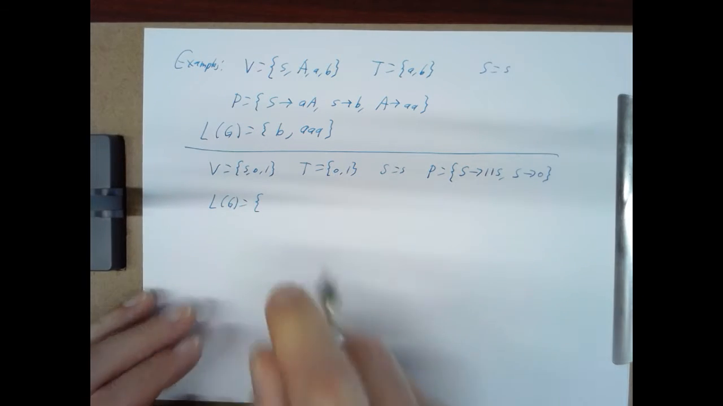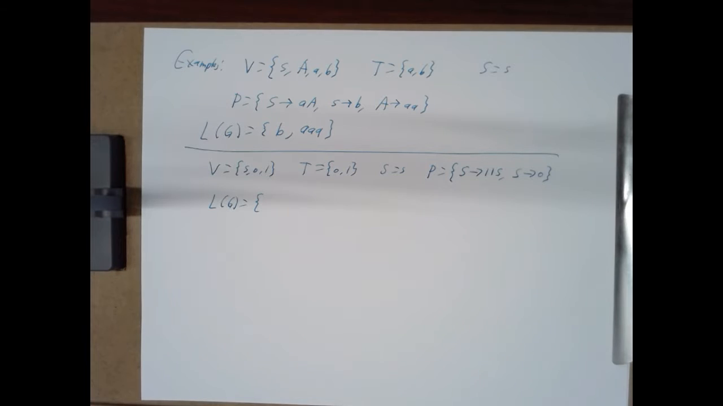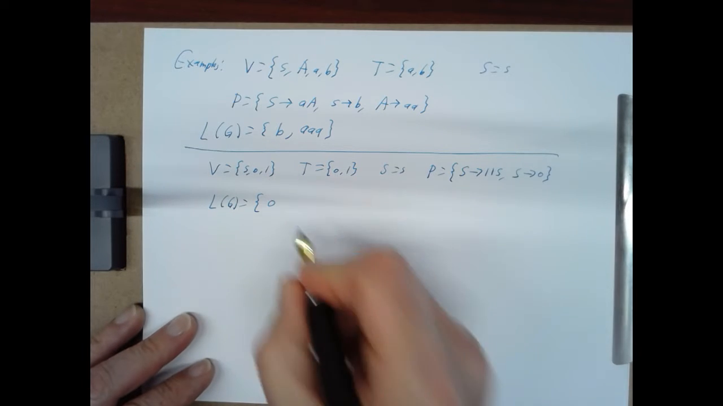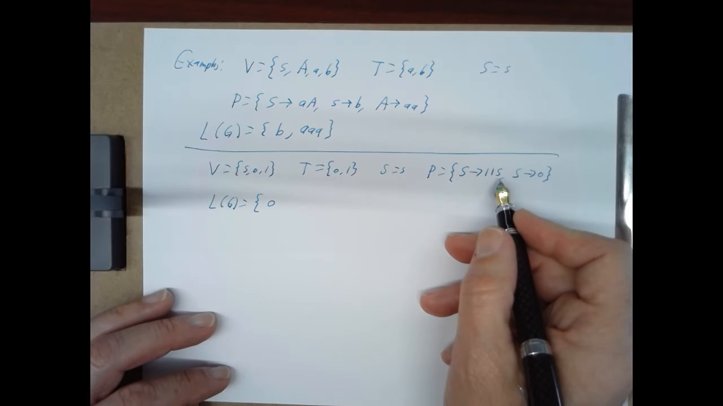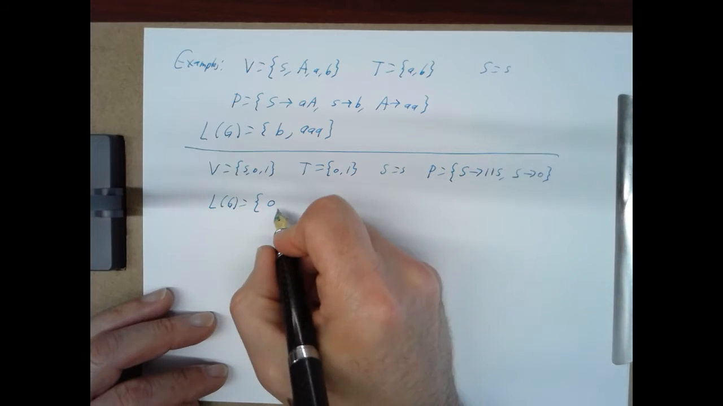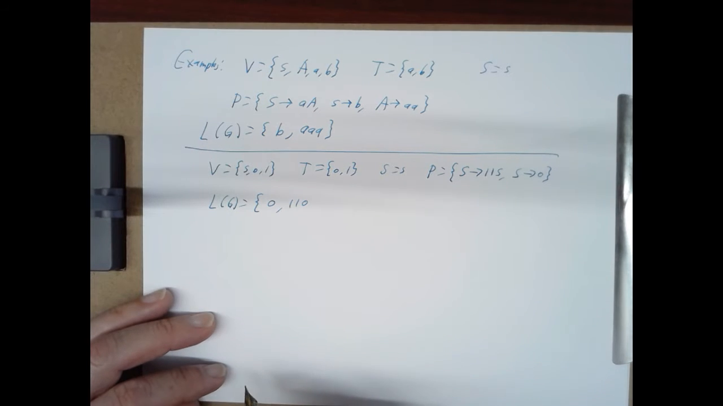So let's find some things that are specified by this grammar. So what's something we can get from S? We can certainly get to 0, so that's one word generated by this grammar. What else? So S could take us to a 1, 1 followed by an S, and S is a 0. So this is also part of our language.